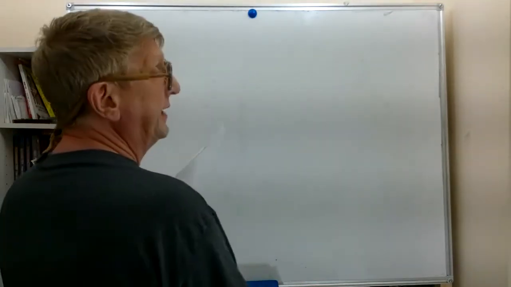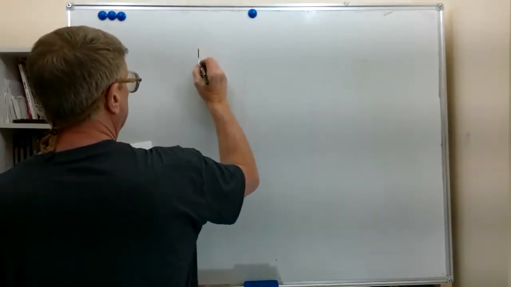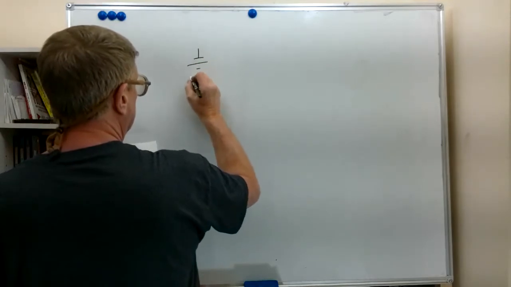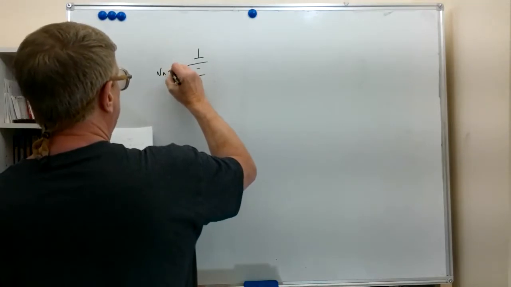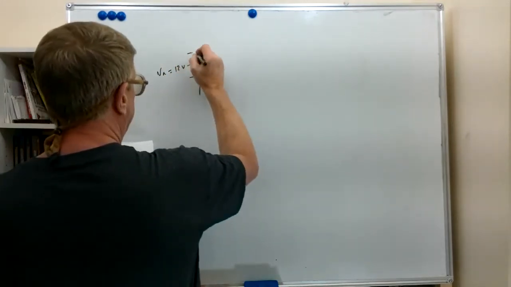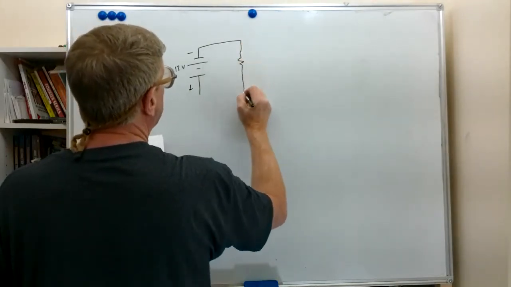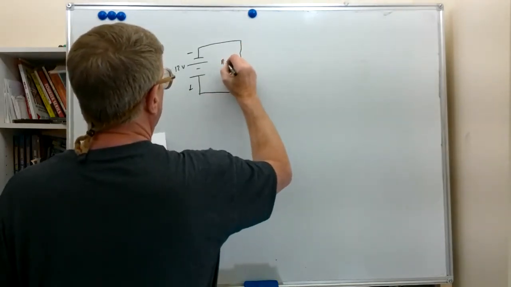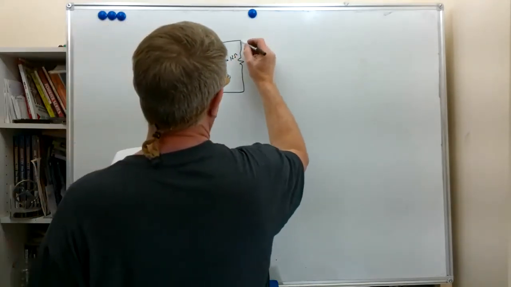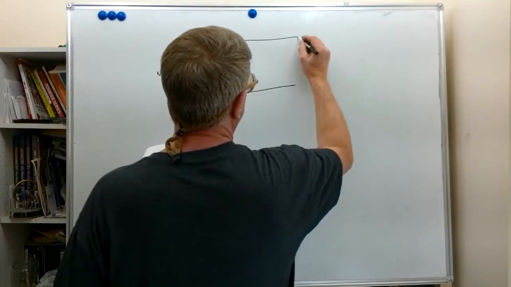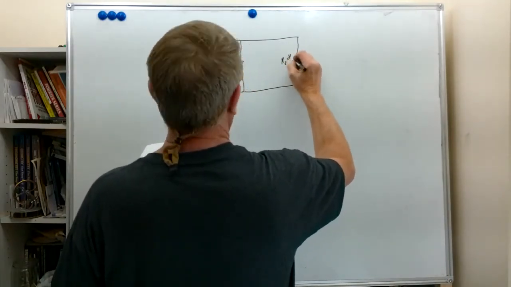I'm going to do one more quick little talk about that last diagram. Again, we've got the 12 volt supply. VA equals 12 volts. Negative, positive. Now we're going to put our R1 over here, equals 12 ohms. And we're going to put our R2 over here, equals 4 ohms.